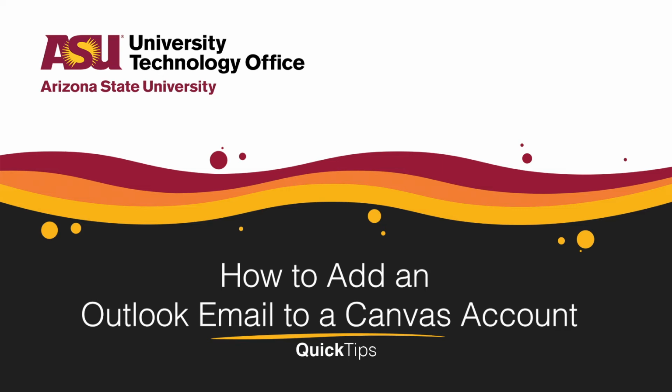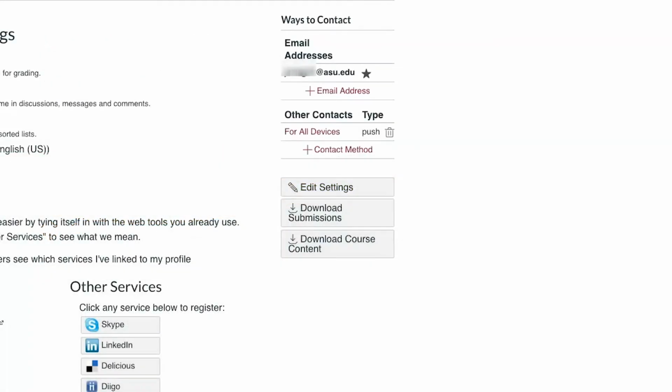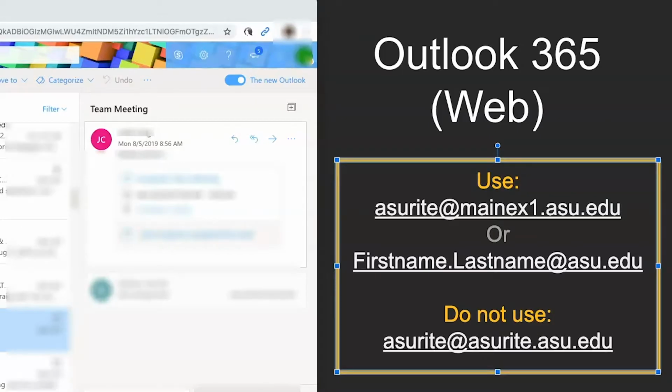Welcome. This quick tip will cover how to add an ASU Outlook email account to a Canvas account. To get started, go to Outlook and locate the exact email address that is tied to your ASU account.